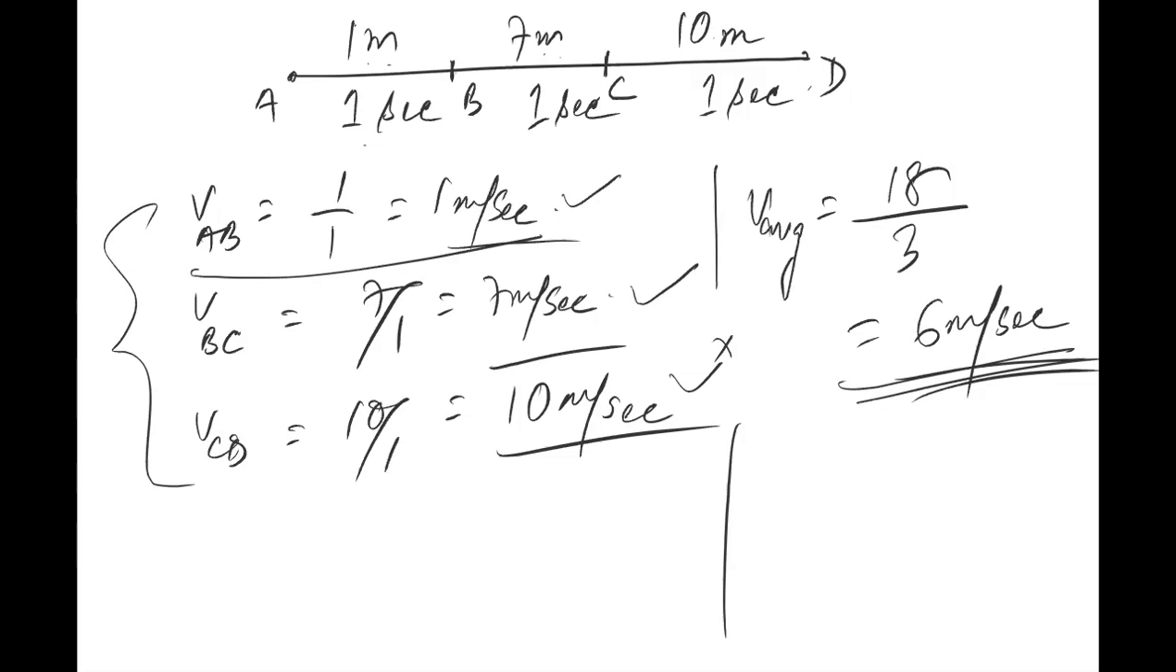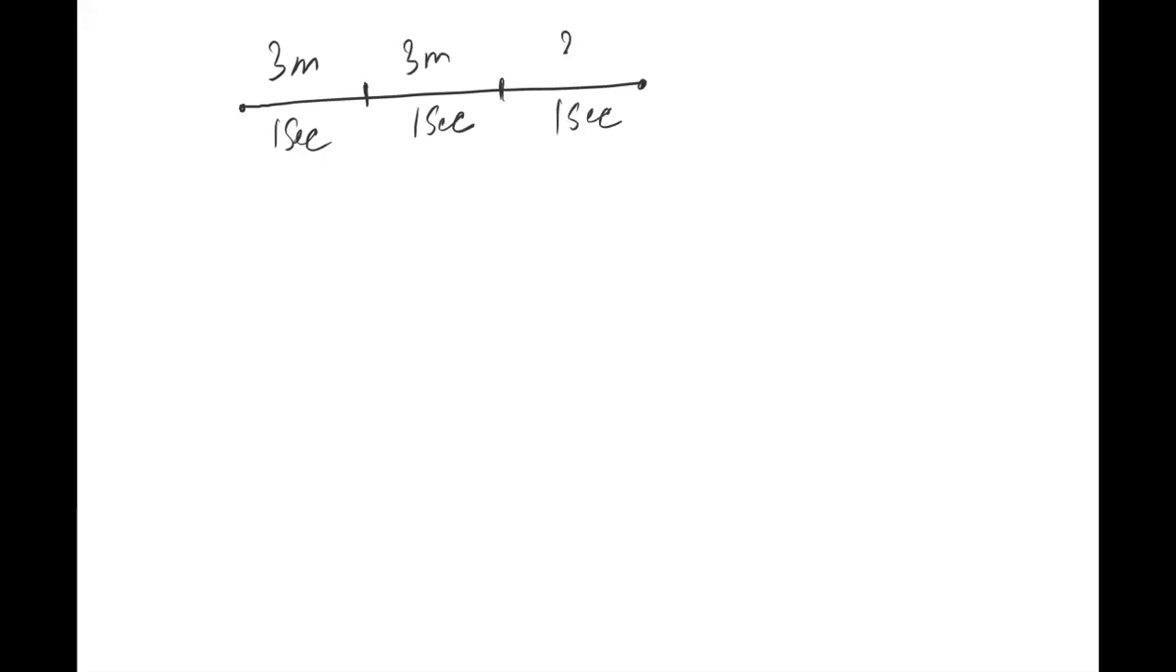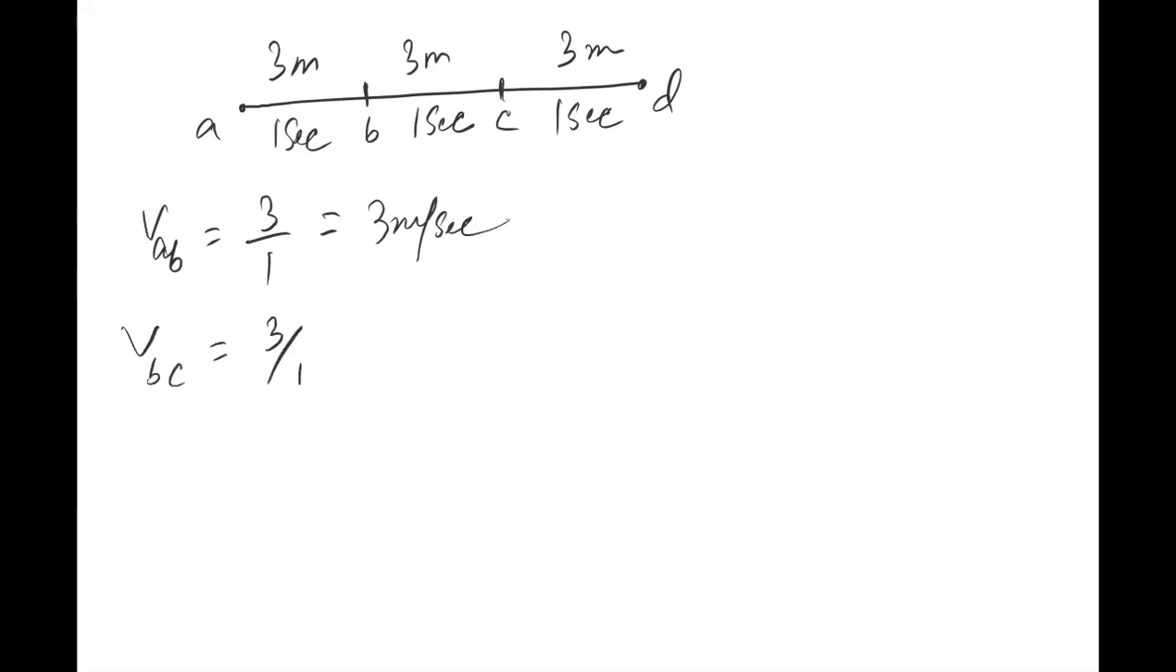Okay. On the contrary, try to understand one more thing and then I'll solve the problem. If I said to take it like this: in the first second the body covered, let's say, 3 meter. In the second 1 second also it covered 3 meter. In the third 1 second also it covered 3 meter. So we would have written V AB equal to 3 by 1, that would have been equal to 3 meter per second. B to C would be 3 upon 1, again 3 meter per second. And V C to D would again be 3 meter per second.